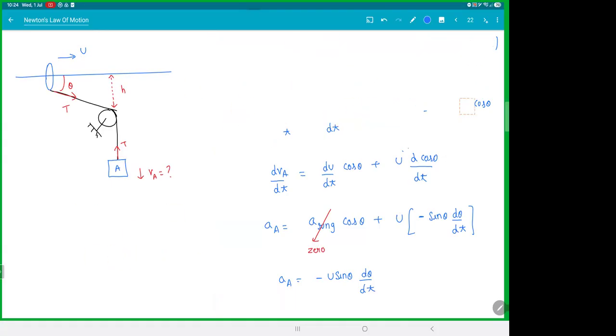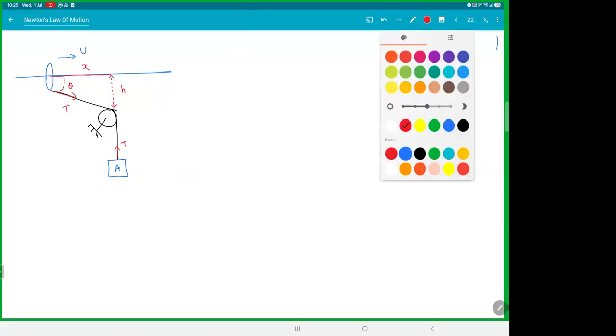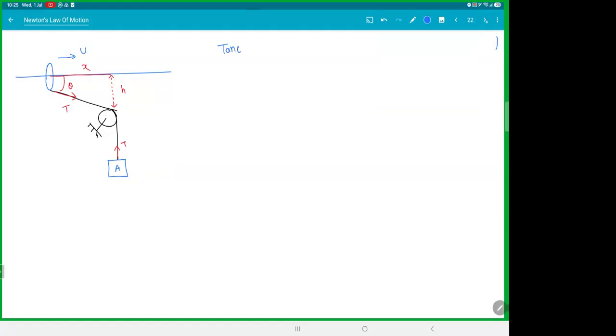Now we need to get the d theta by dt. A bit of geometry here. So let's get this triangle here. This will be x, that will be h. You can neglect the size of the ring. So we have tan theta is equal to h by x. Differentiate on both sides. The differential of tan is sec square theta d theta by dt. This is where you get the d theta by dt from. The differential of h by x is minus h by x square dx by dt.